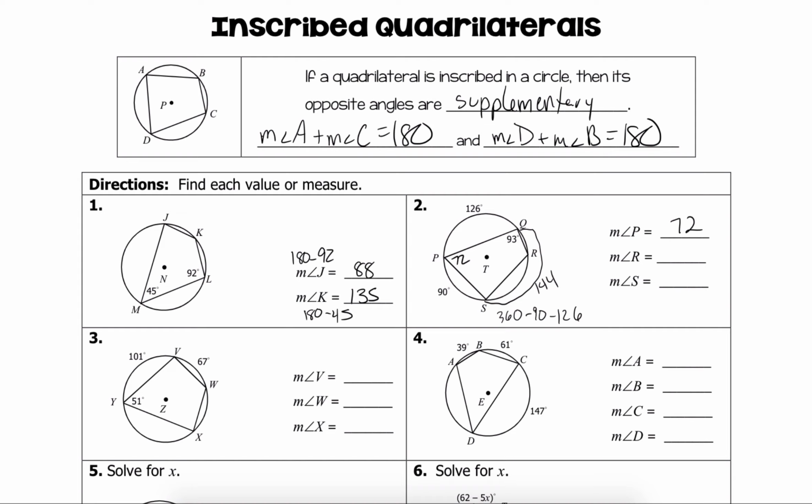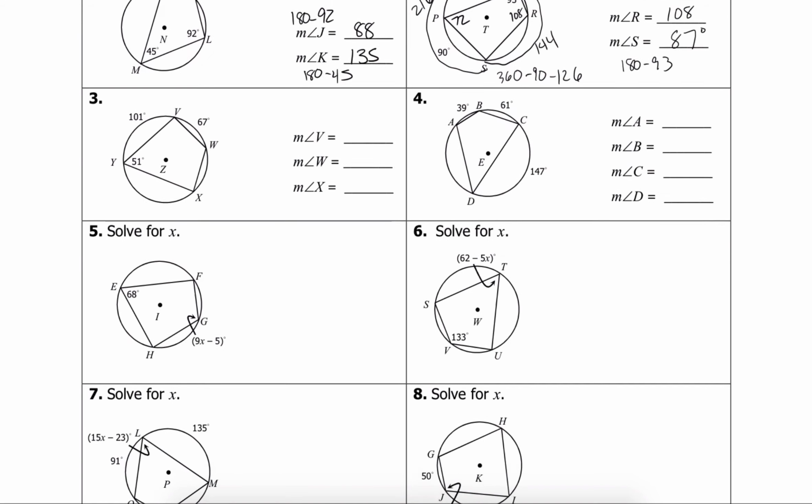Okay. I also can say that angle R opens up to this big arc, which 126 plus 90 is 216. So R is half of 216, which is 108. And then to find S, I'm going to take 180 minus 93, which is 87. Okay, these are kind of tricky.